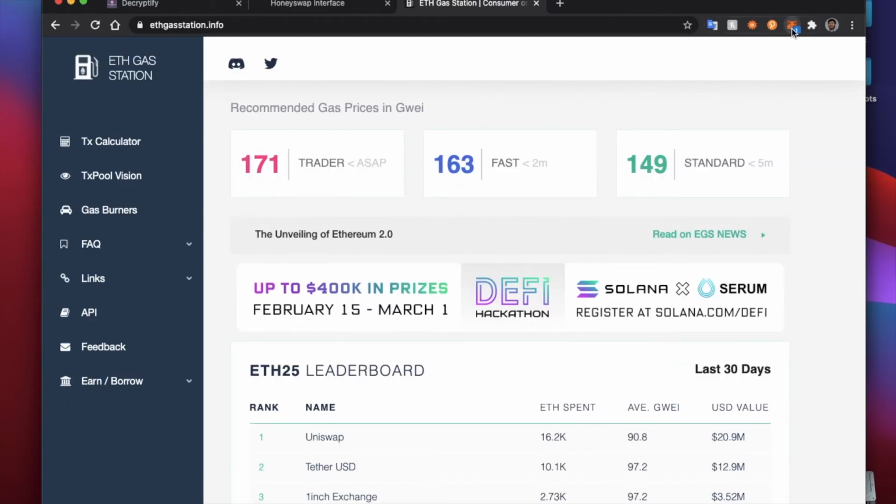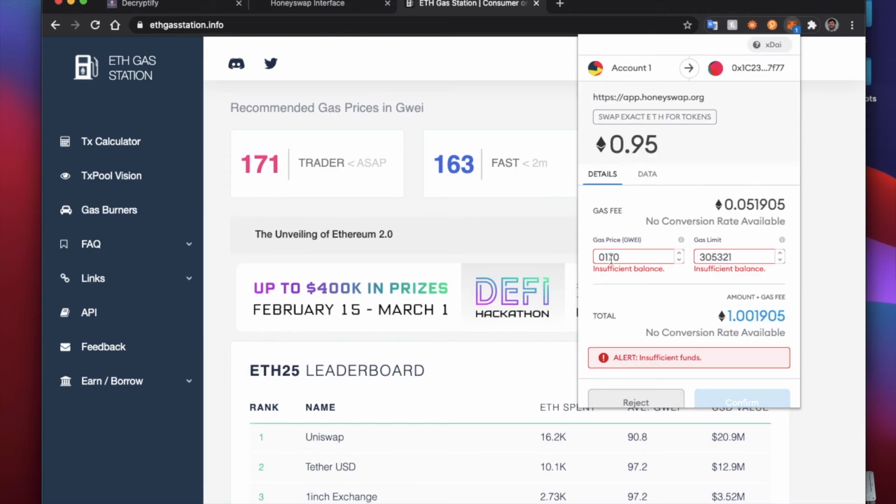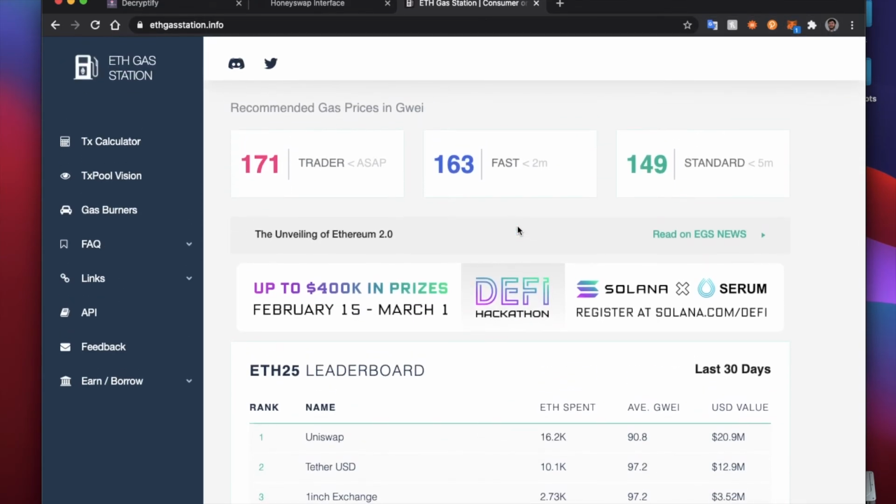So if we go back to our transaction, instead of it being 1 GWEI, we're going to be paying around 170 GWEI on the network, which we actually can't cover. It would take more than 5% of our transaction. That's how high the gas fees are. When it comes to making your trade, you just need to find your sweet spot. If you're okay with paying 163 GWEI, then you can make the trade now.